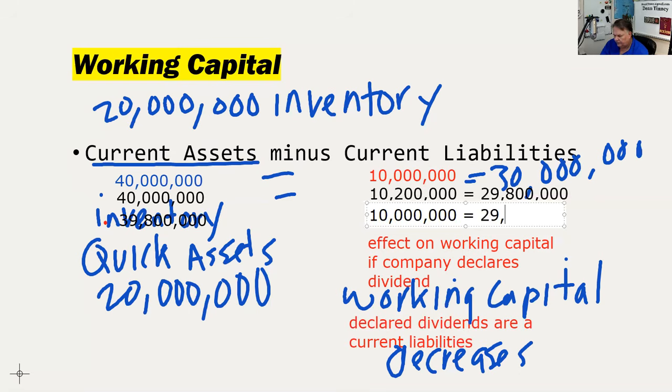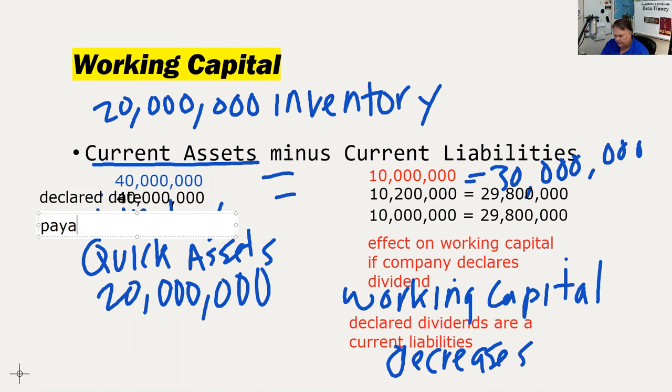If you're being asked, what is the effect on a company's working capital when the board declares a dividend? When they declare it, remember, it goes down. I just illustrated that to you. So let's put this here. This is the declared date, and this one is the payable date. So declared goes down, payable, no effect. That's one of our math calculations we should be prepared to do.